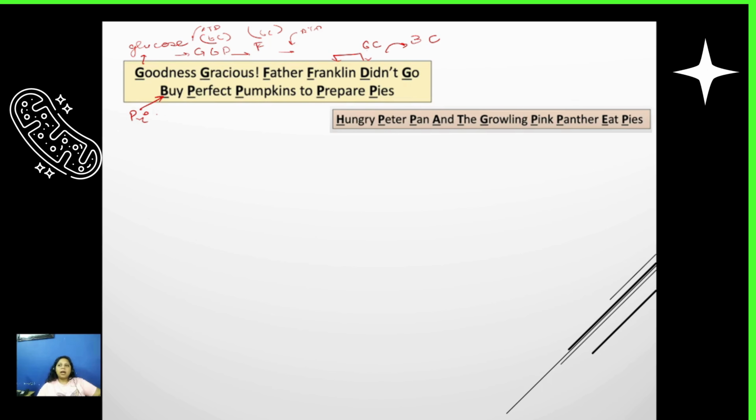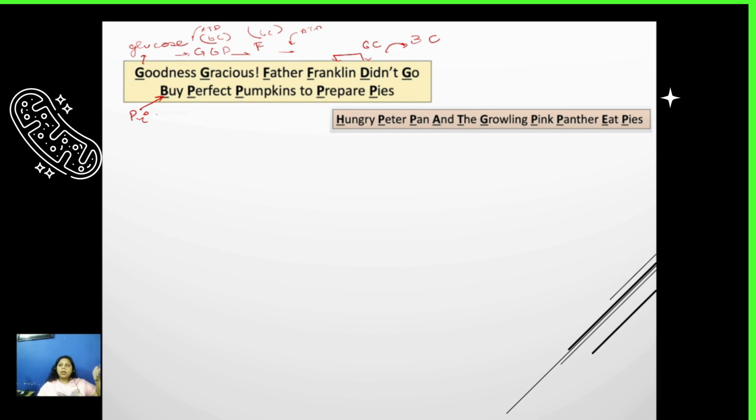Then G stands for the glyceraldehyde 3 phosphate dehydrogenase. Then P stands for again the phosphoglycerate kinase. Here the phosphorus is added. Whenever there is a word kinase, just take it as that, phosphorus is added. Then this P stands for phosphoglycerate mutase, because it is going to form phosphoenolpyruvate. And for enol we have E, which is enolase enzyme, and the last one is pyruvate kinase, which is actually forming pyruvate.